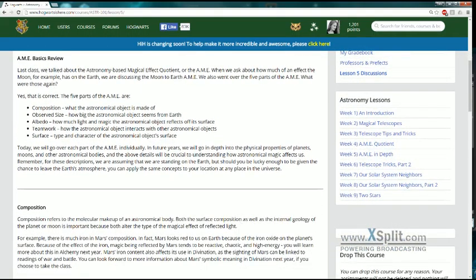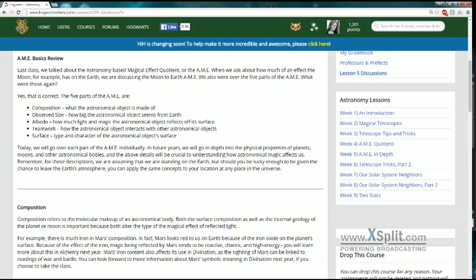A.M.E. Basics Review. Last class we talked about the astronomy-based magical effect quotient, or the A.M.E. When we asked about how much of an effect the moon, for example, has on the Earth, we are discussing the moon to Earth A.M.E. We also went over the 5 parts of the A.M.E. What were those again? Yes, that is correct. The 5 parts of the A.M.E.